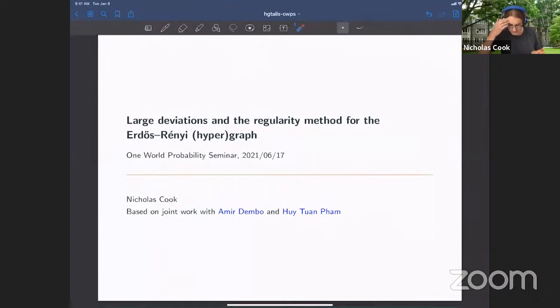So this is continuing on a lot of the material that was in Amir's talk. Mathematically it'll be self-contained. It'll be lacking some of the applications and motivation, but I'll be going a bit more into the math.